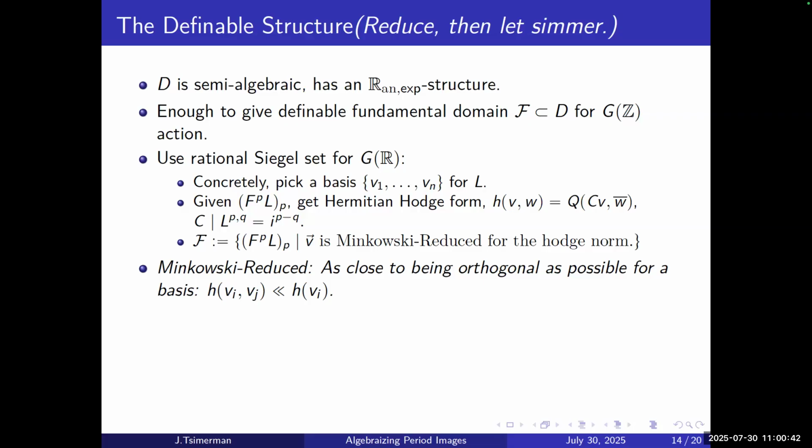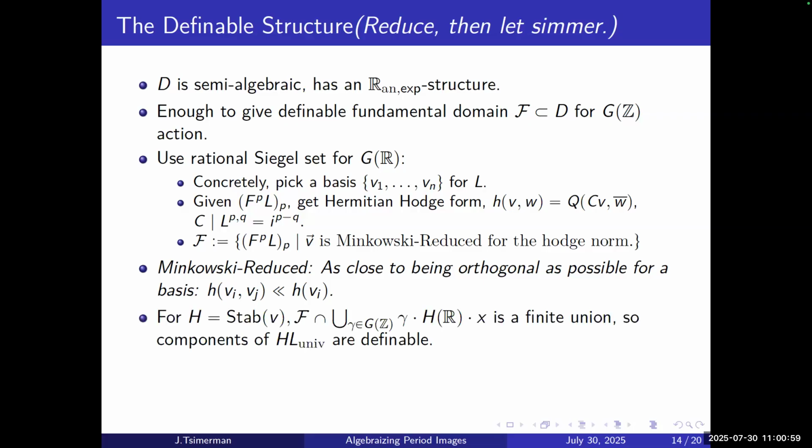You insist that the inner products between different vectors are bounded by the Hodge norm of each of the different vectors. Okay, that's some analytic number theory, but you do this very concrete thing, and it gives you a fundamental domain, and you take that definable structure for D mod G_Z.